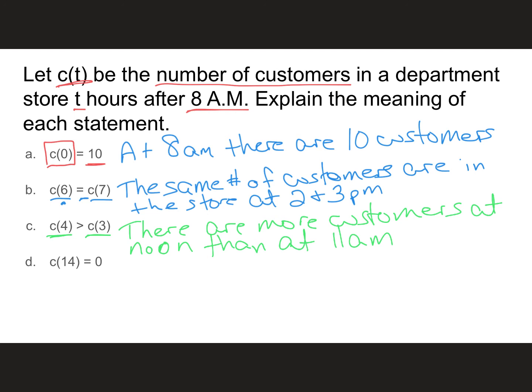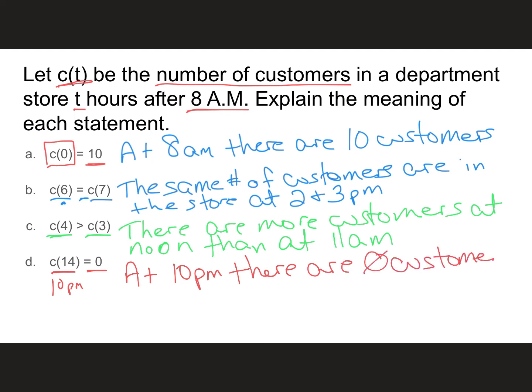And the last one is C of 14. So 14 hours after 8 a.m. Well, 4 hours after 8 a.m. would be noon. 10 more hours after that would be 10 p.m. So that's 10 p.m. 0 customers. So at 10 p.m. there are 0 customers in the store.